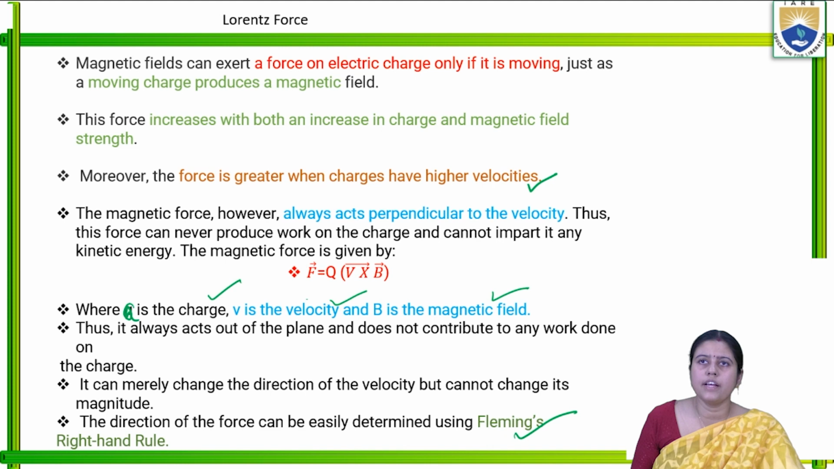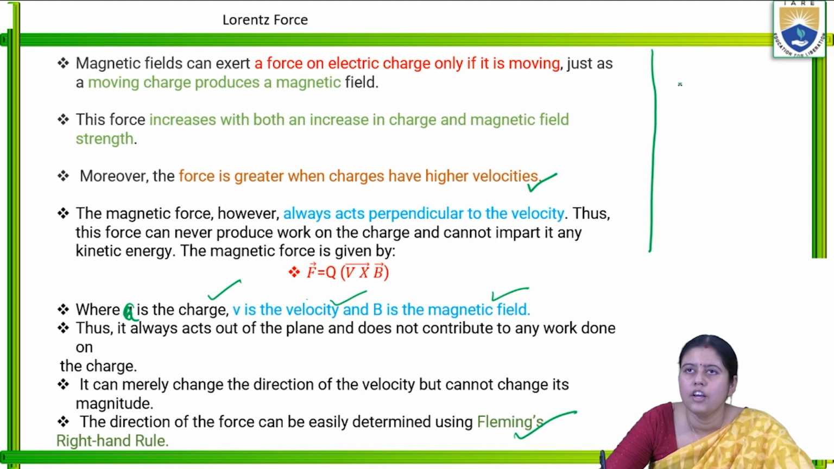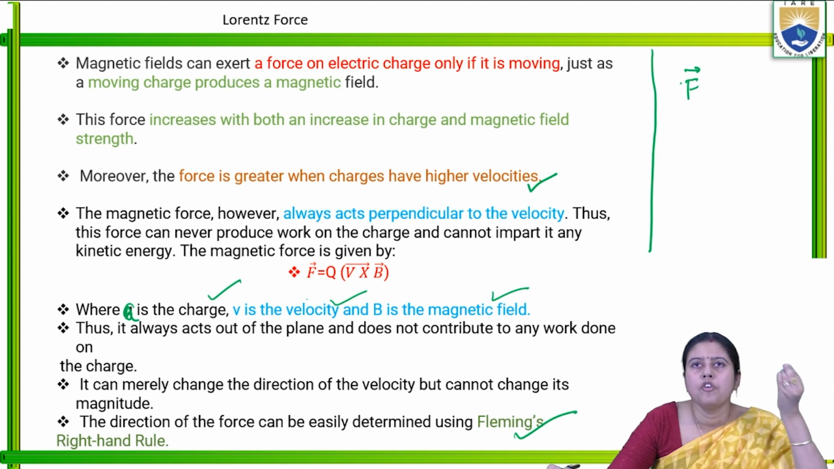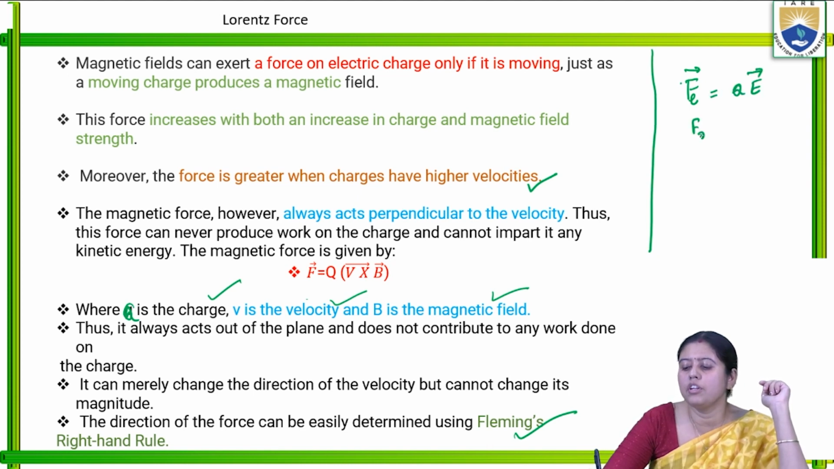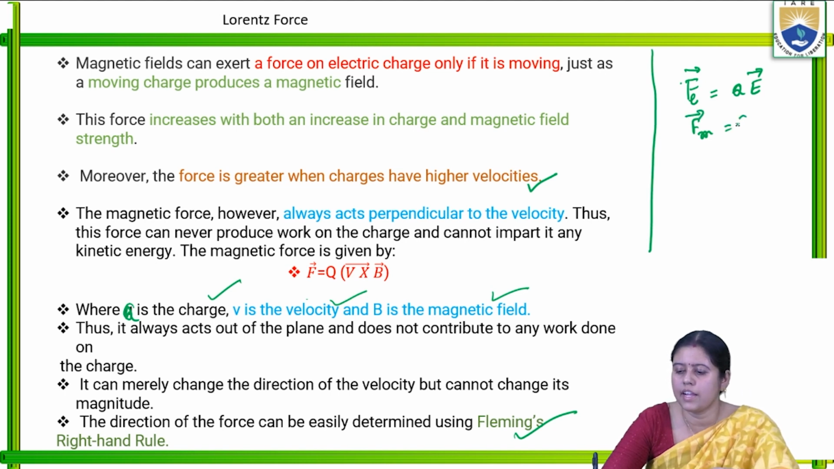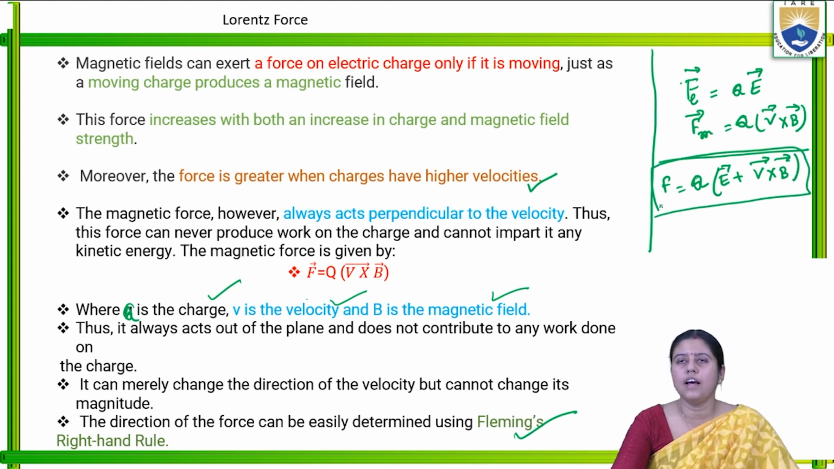So what is the Lorentz force then? If there is an electromagnetic field, a moving charge in it will feel an electric force, which is Q into E. Similarly, the charge will feel a magnetic force, as we discussed, Q V cross B. So what is the total force? The total force is equal to Q E plus Q V cross B. And this equation is known as the Lorentz force.